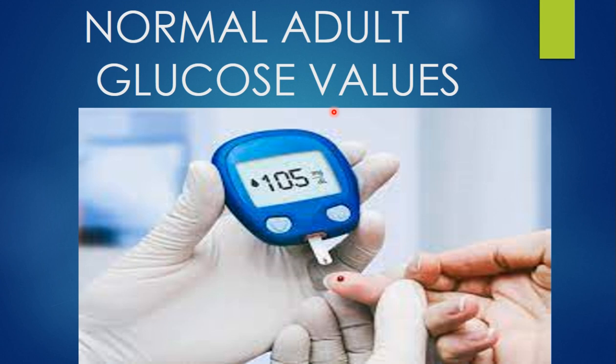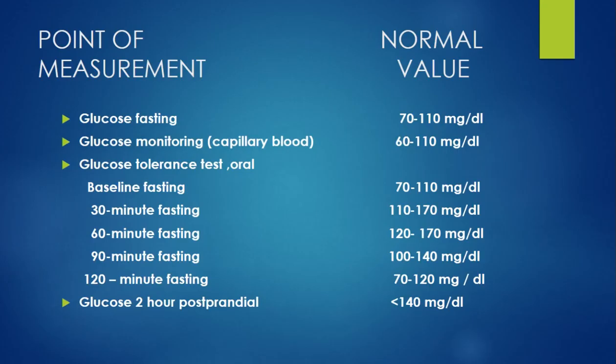So we can say glucose is the main source of cellular energy for the body and is essential for brain and erythrocyte function. Next we will discuss its normal values.